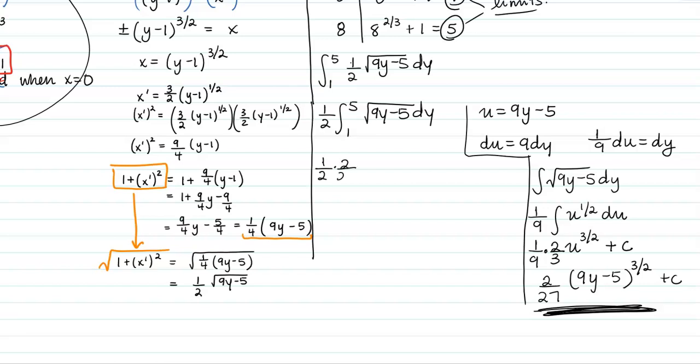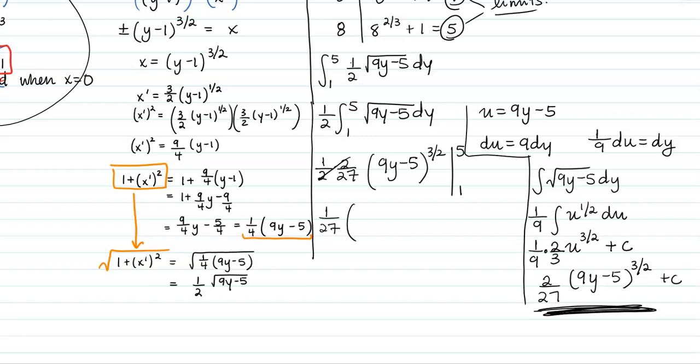So I'll put a 2/27 right here. And then this 9y minus 5 raised to the 3/2 power needs to be evaluated from 1 to 5. Those 2's cancel. I'm left with a 1/27 on the outside. I'll first plug in 5.